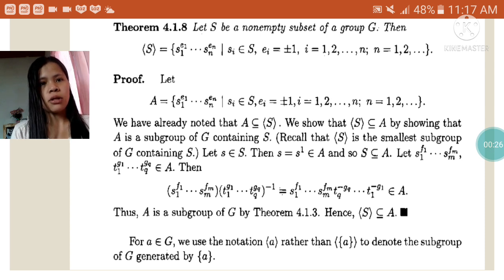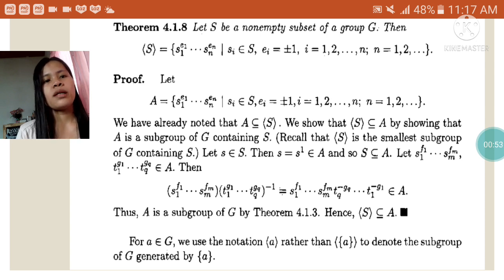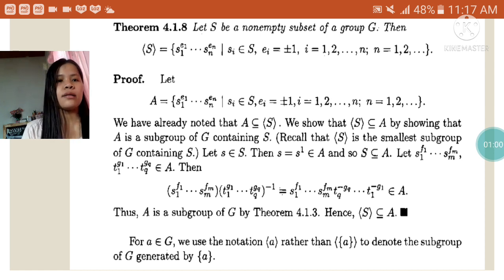Continue. t_1^{g_1}...t_q^{g_q} is an element of A. Then s_1^{f_1}...s_m^{f_m} t_1^{g_1}...t_q^{g_q}. The power of negative 1 is equal to e_1^{f_1}...s_m^{f_m} t_q^{-g_q}...t_1^{-g_1} is an element of A.